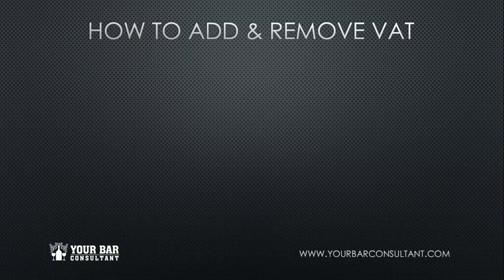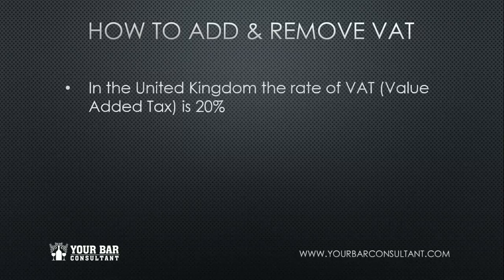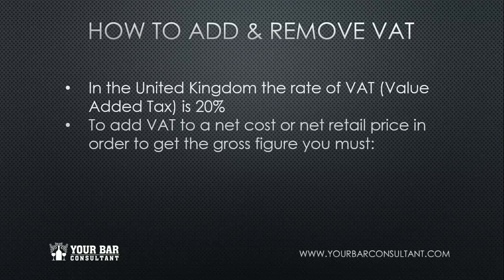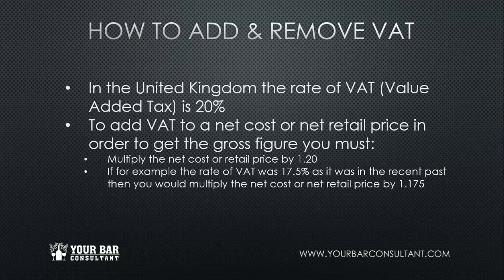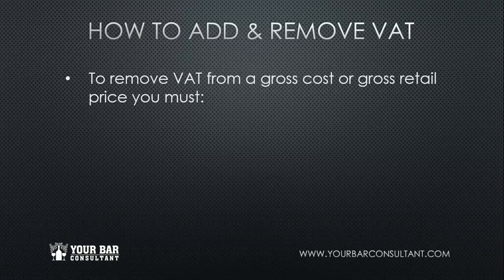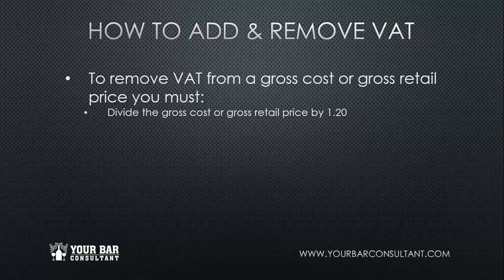But let's have a quick look at how to add and remove VAT from items. So we're here in the United Kingdom, and the rate of VAT at the moment is 20%. So to add VAT to a net cost or net retail price, in order to get the gross figure, you must multiply that net cost or retail price by 1.2. But if, for example, the rate of VAT was 17.5%, as it was in the recent past in the United Kingdom, then you would multiply the net cost or net retail price by 1.175. So to remove that from a gross cost or gross retail price, you must divide the gross cost or gross retail price by 1.20.